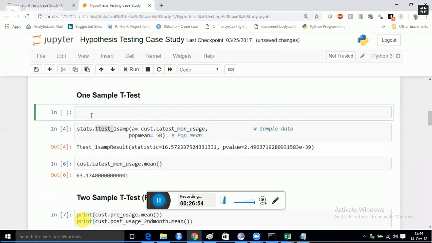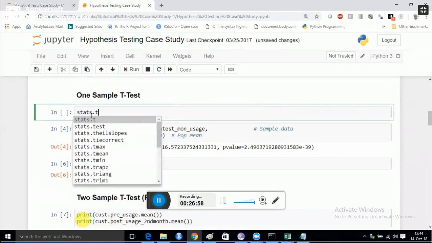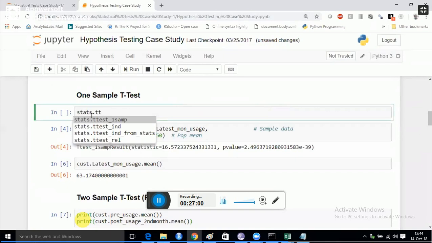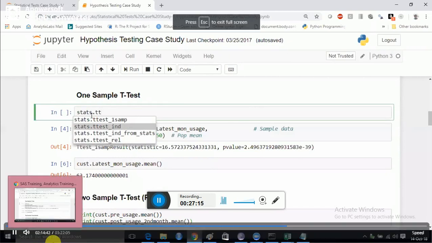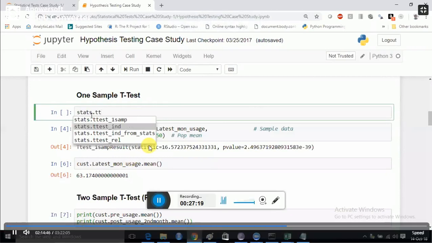So stats.ttest: I have one sample, I have independent sample, and I have two sample or relative sample, rel for relative. Rel is for two groups which have similar behavior. Ind is an independent sample t-test, for two groups which are mutually exclusive. Is that clear? Those are the three functions which we have discussed before as well.